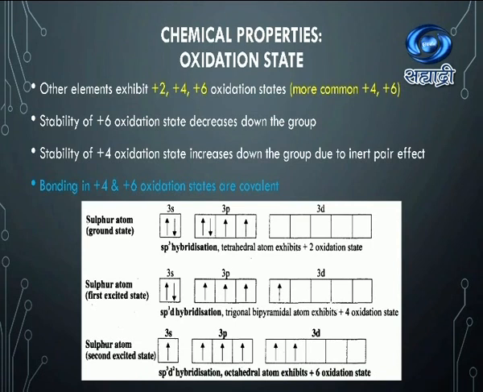exhibit +6 oxidation state. So stability of +6 oxidation state decreases down the group. Stability of +4 oxidation state increases down the group due to inert pair effect. Bonding in +4 and +6 oxidation states are covalent.